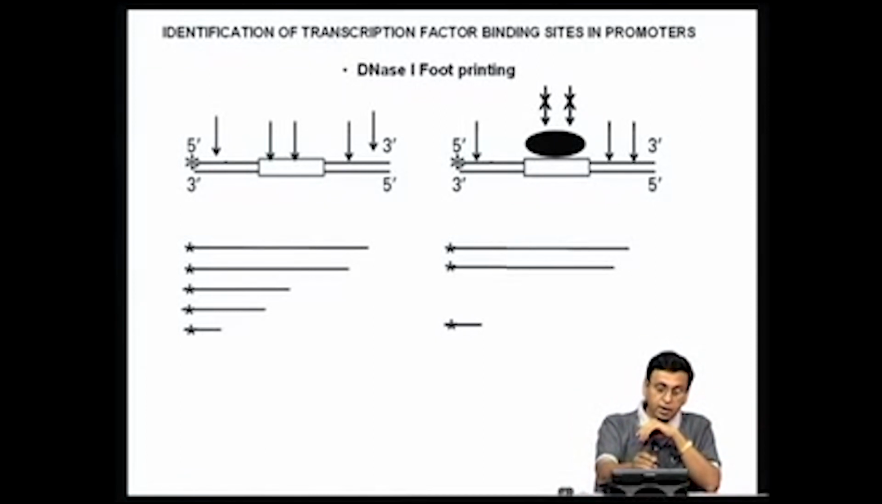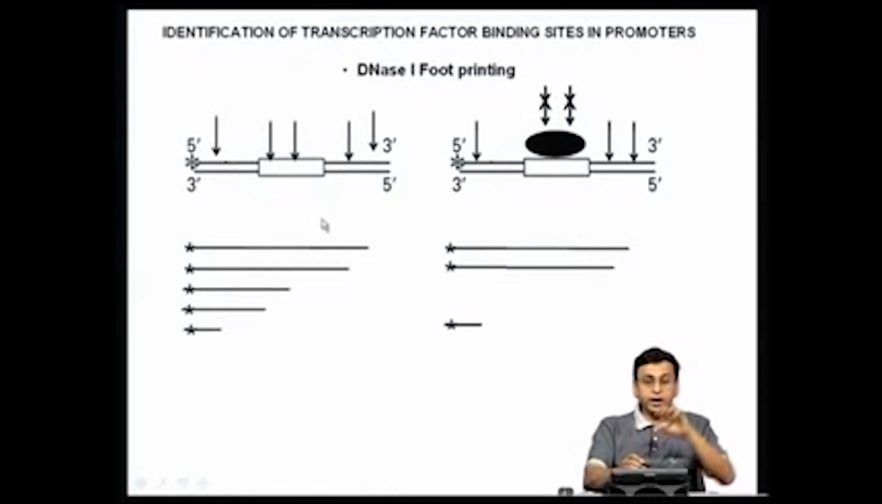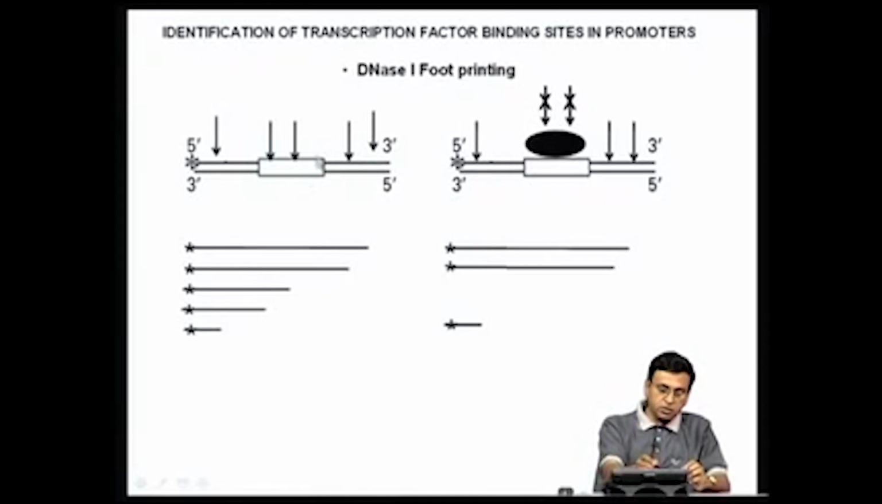But suppose now you take this radioactive DNA and then incubate it with your protein of interest, like what we did in the previous experiment. Suppose you now incubate with the nuclear extract, so that a specific protein present in it now goes and binds to this specific region within the promoter region. So, you now have a DNA-protein complex formed here.